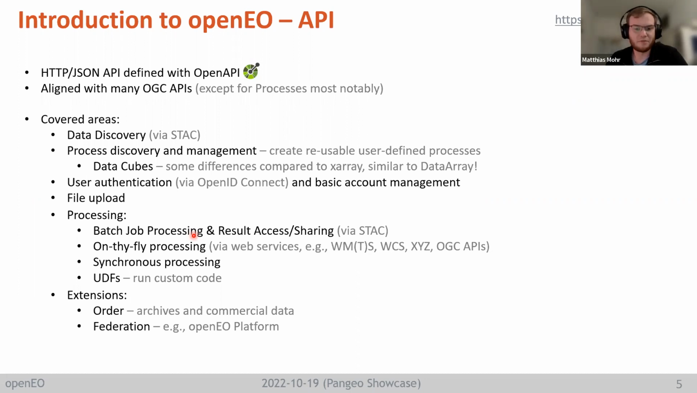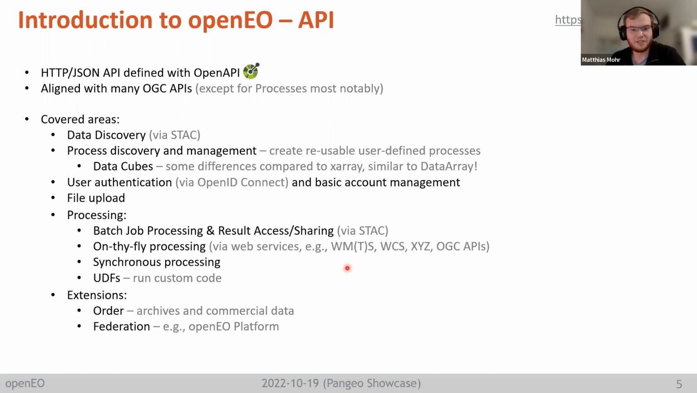But for example, the order extension for archives and commercial data, so getting things from an archive when it takes longer to get that, then this is the extension for you. Then it will be prepared for you and you can access it. It's a normal STAC collection, similarly for commercial data.